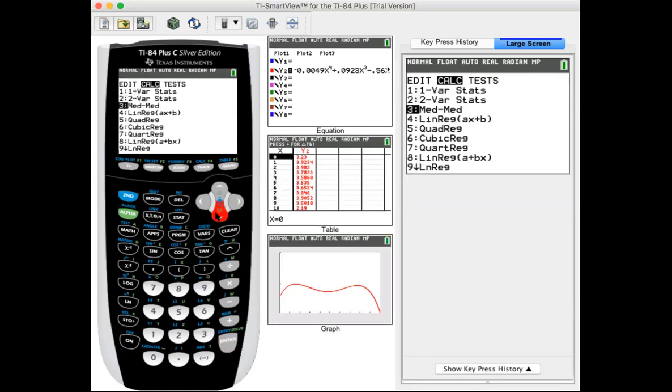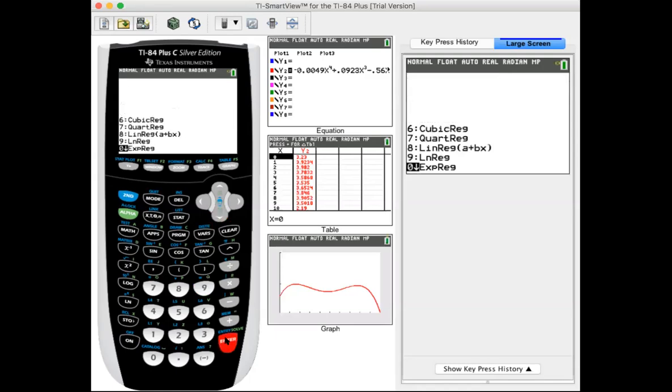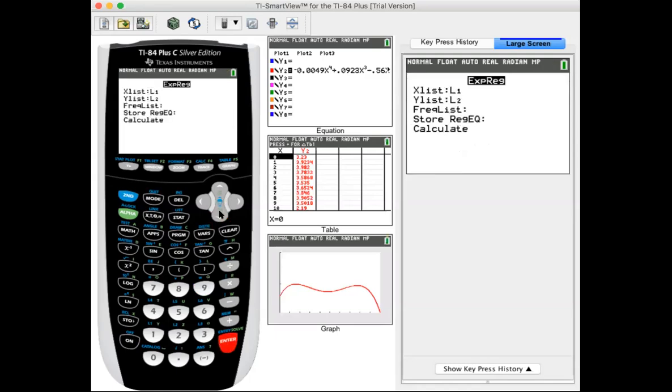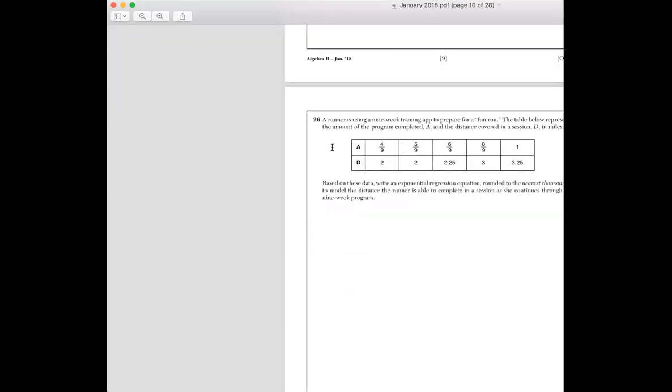Once you have this in here, you go to stat, calc. It says exponential regression. So you've done linear regressions in Algebra 1. Exponential regression. Go to calculate, and you get y equals a times b to the x. So it's 1.223 times 2.652 to the x. And that's what you would write.